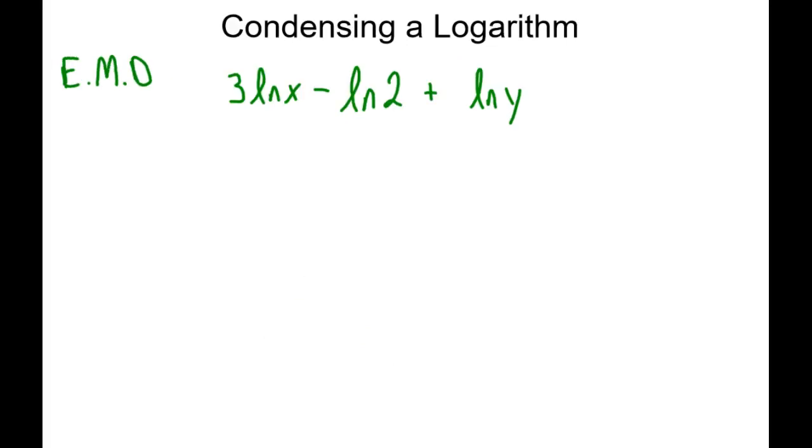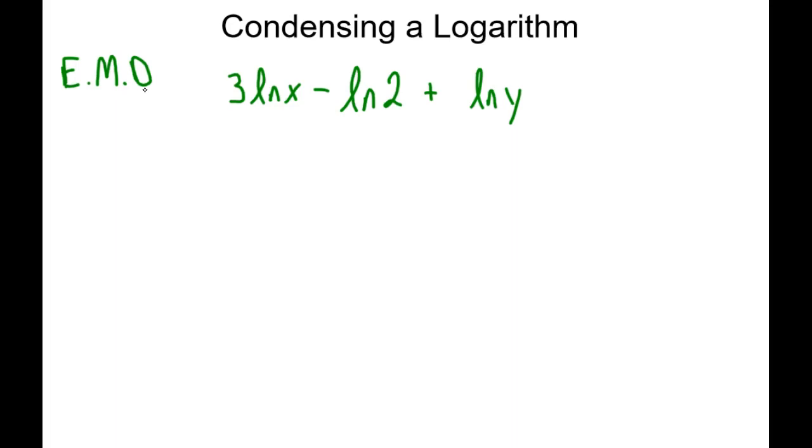Example 2, now we're going to condense a logarithm. Rewrite this expression as one logarithm. So we have 3 times the natural log of x minus the natural log of 2 plus the natural log of y. We can condense this logarithm as long as we have the same base on our logarithm. If this is the natural log, we know all of them are base e, so we can combine this into one.